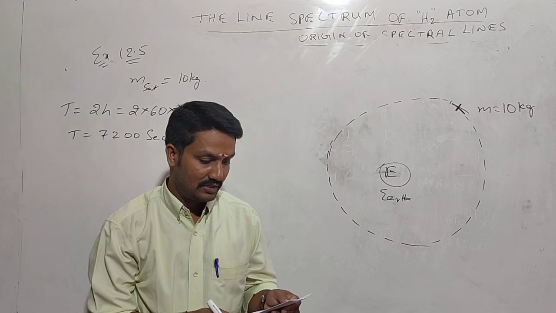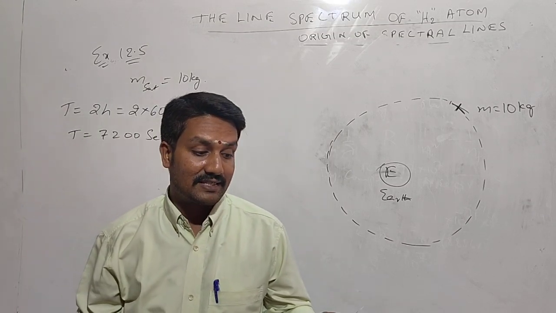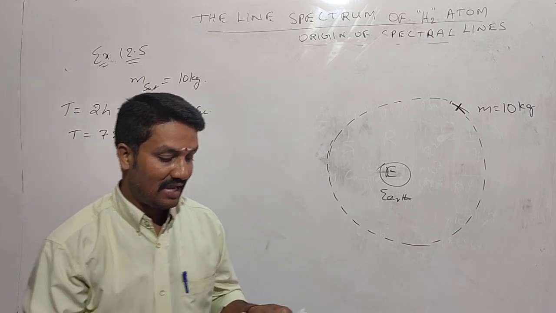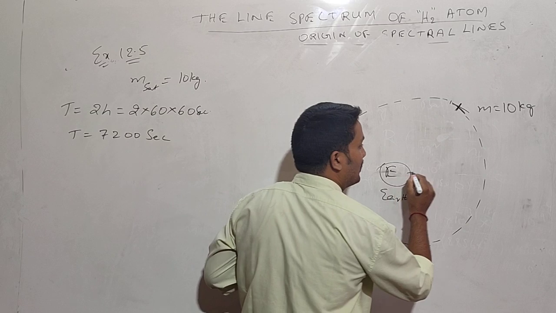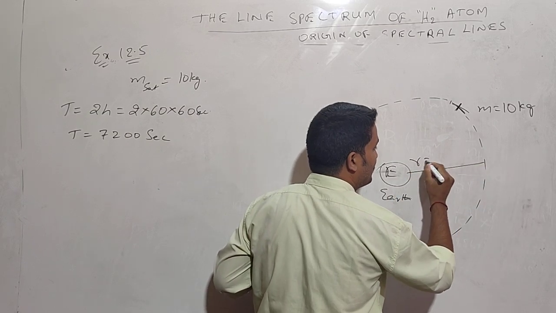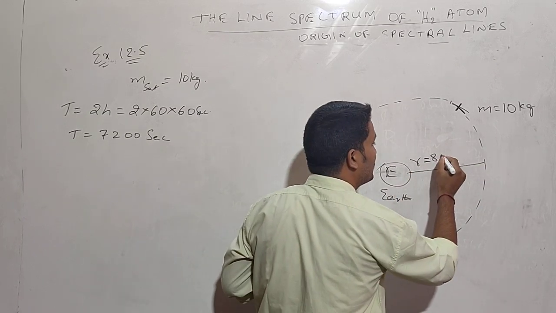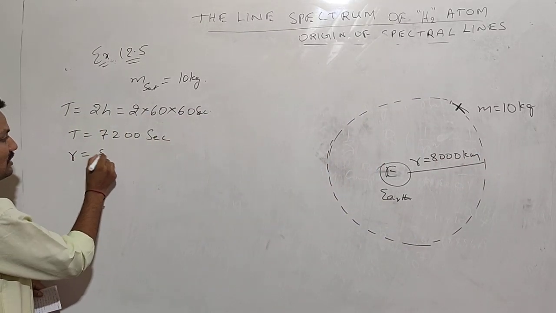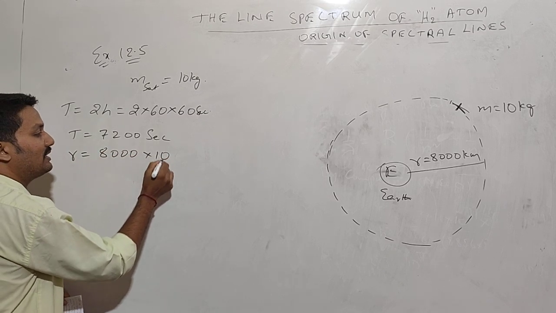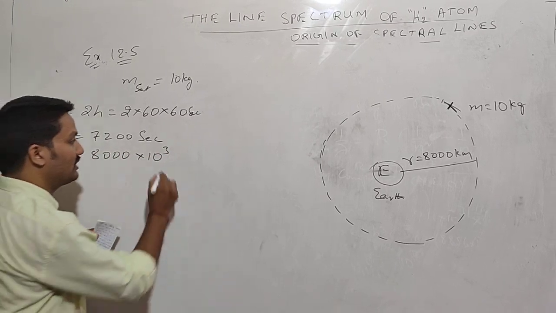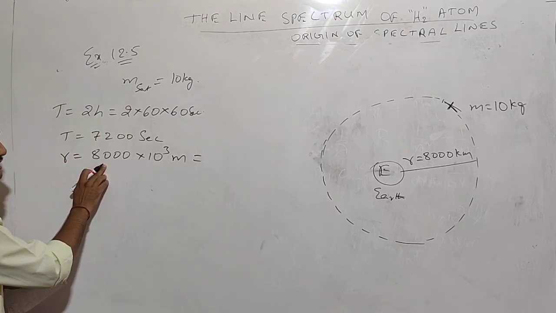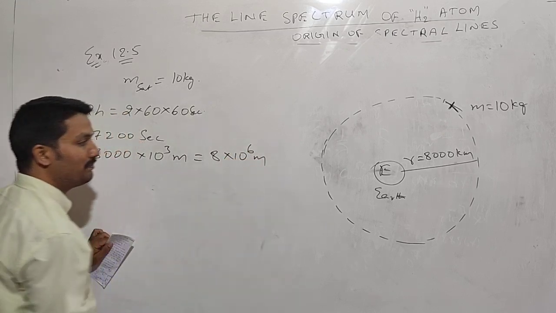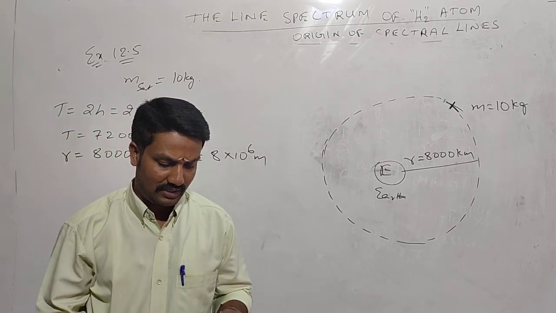So a 10 kg satellite circles Earth once every 2 hours in an orbit having a radius. The orbit size given is R is equal to 8,000 kilometers. Kilo means 10 power 3 meters. So 8,000 into 10 power 3 means 8 into 10 power 6 meters.